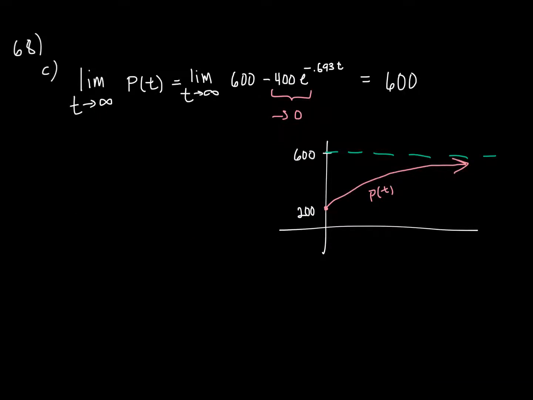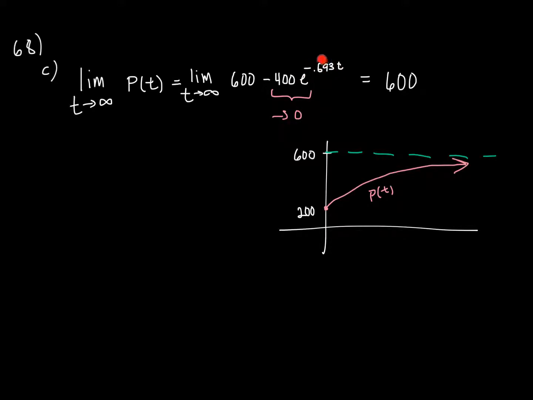So setting this up here, what this really is saying is, what is the population going to be as t approaches infinity? Meaning, as I look really far down the road, what is my population going to be getting closer to? So I'm taking the limit as t approaches infinity of my function here, and notice that the limit of 400 e to the negative 0.693t is going to approach 0.